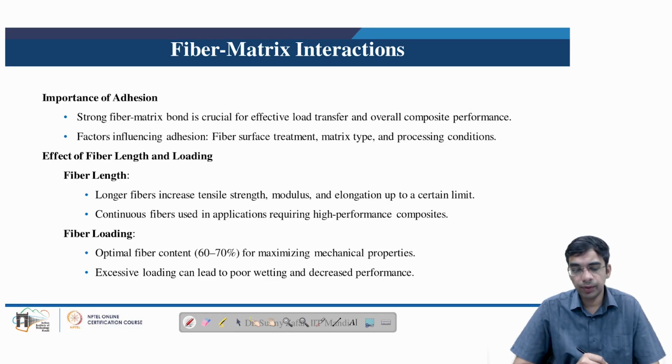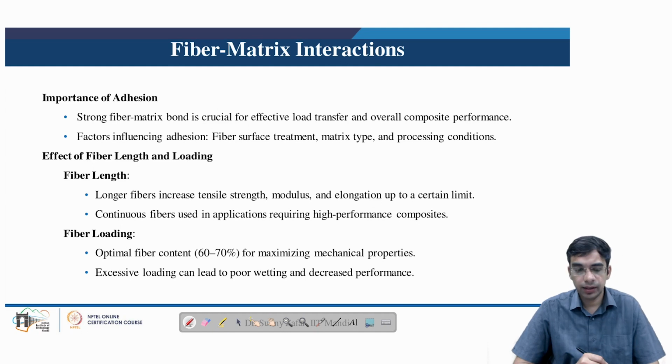Next are fiber matrix interactions. It is very important to have a strong fiber matrix bond for crucial load transfer between the matrix and the fiber in the composite, which can overall influence the composite's performance. Factors include adhesion, fiber surface treatment, matrix type, and processing conditions.